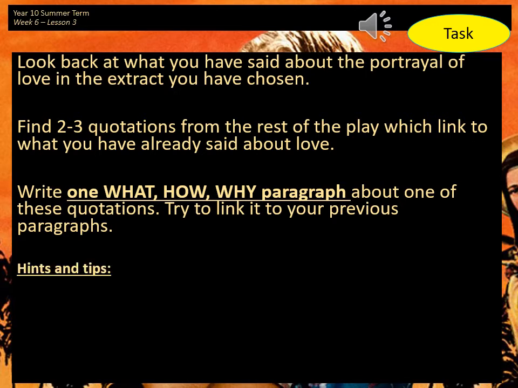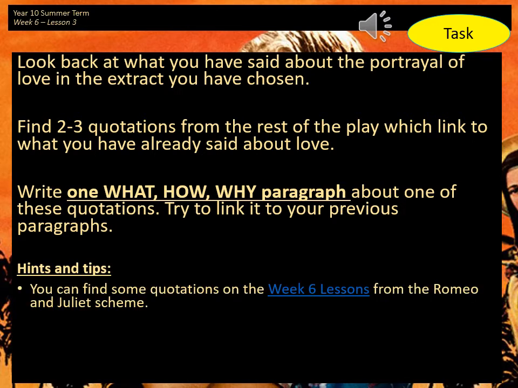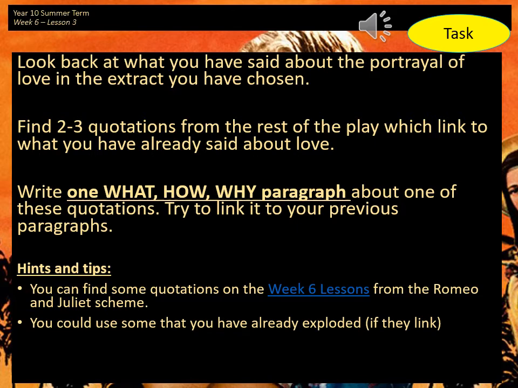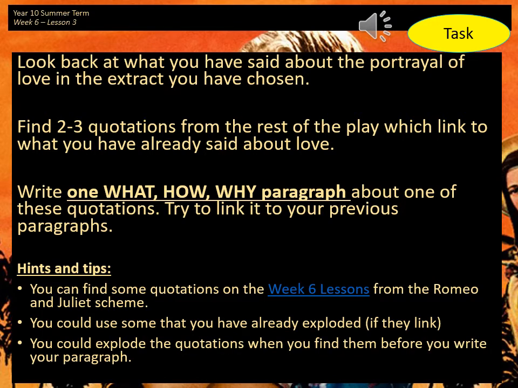Some hints and tips. Remember, you can find the quotations, there's a whole bank of them, on the week 6 lessons from the Romeo and Juliet scheme. You could also think about the quotations that you've already exploded in previous weeks, and if they link, you can use those. Or if you find quotations from that bank of quotations, you can explode them before you start. So use that as a kind of stepping stone to help you structure your analysis or think about ideas.